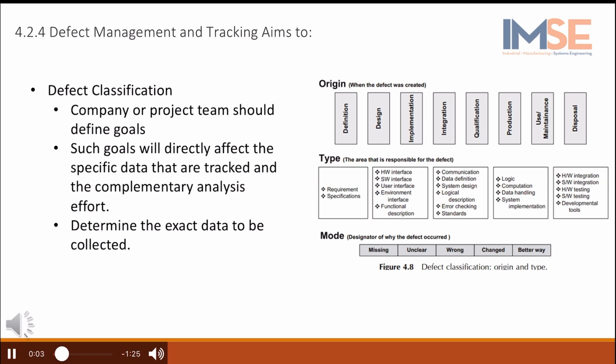Defect classification. Before starting to do anything and to manage and track any system quality metric, a company or a project team should define goals. These directly affect the specific data that are tracked and the complementary analysis effort. With these goals in mind, the team or company can determine the exact data to be collected. For example, the goal of defect tracking could be to determine the cause of origin of defects in order to improve the development process.